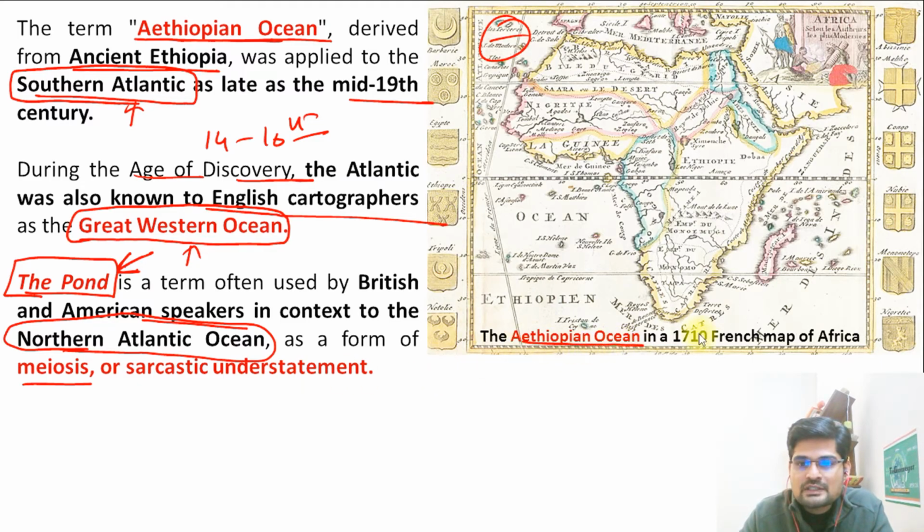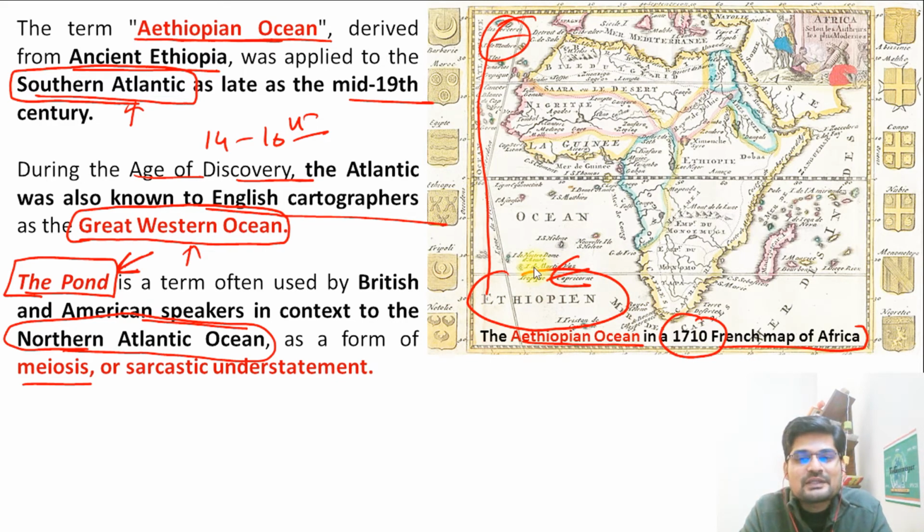So this Ethiopian Ocean in 1710, this French map of Africa, and here you see this is the ocean and this is the southern part which is called Ethiopian Ocean. So this is to be remembered here.